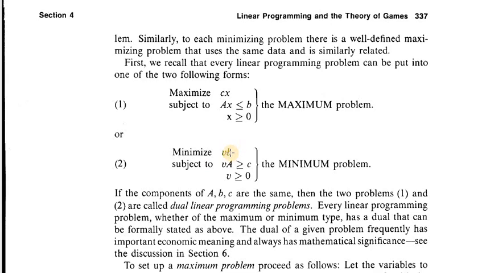B is a column vector, V is a row vector of variables. In this case, the variables are on the left, and the constant vector is on the right. Now here the constraints are VA greater than or equal to C. Again, the variable is on the left, and the matrix is on the right. Here the constraint is greater than or equal to, not less than or equal to. And we still require the variables to be non-negative.